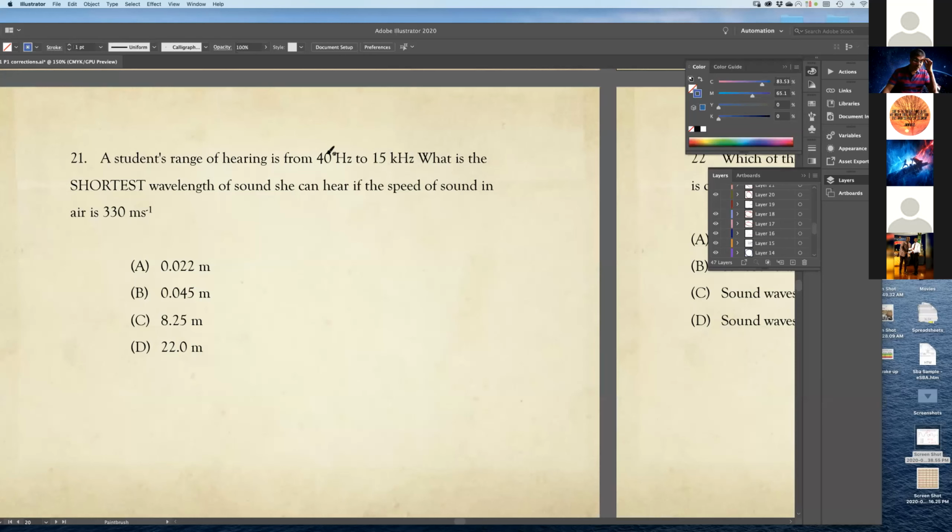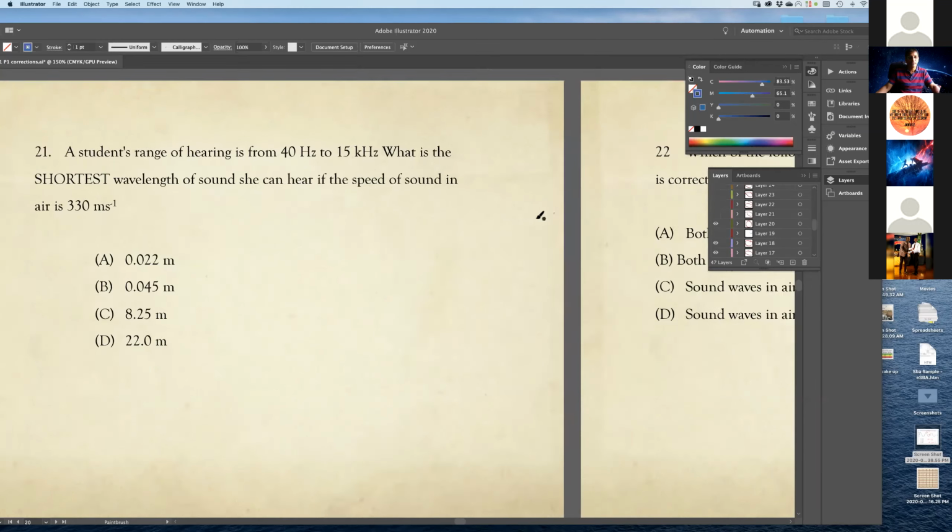All right, students, what is the shortest wavelength of sound? Let's see if I wrote up the answer to that, number 21. So you missed number 20, which was the one with the simple harmonic motion.